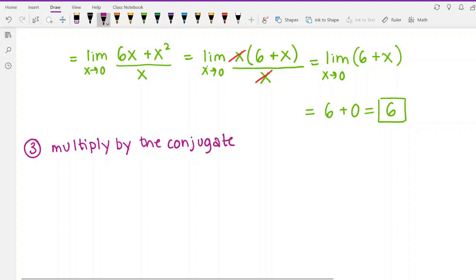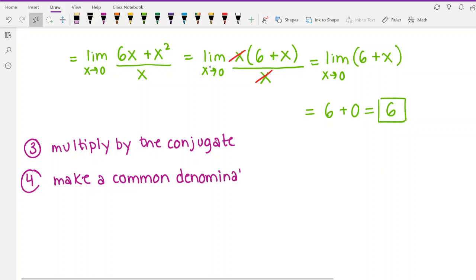And then the last kind of algebra that we'll be using is we're going to be making a common denominator. And so that's going to happen when you have either multiple fractions or you have a fraction within a fraction, oftentimes making a common denominator is what you'll need in order to be able to do the simplification so that you can plug the number in. So these two are both in the next video.